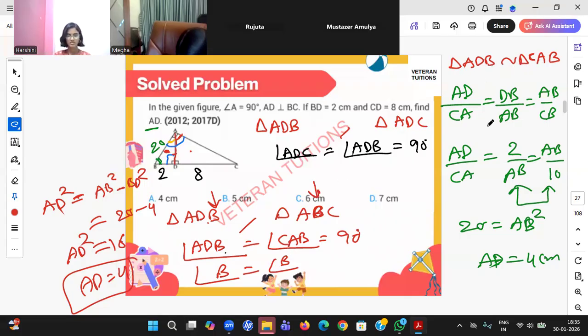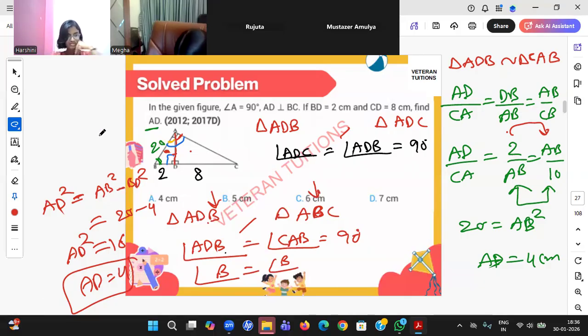Once they are similar, I can use CPST. After using CPST, I just transfer the information whatever he has given. Finally, I am able to see only I can solve these two. I can't solve these two because there are three unknowns. If I take only these two, there is one unknown, and I just solve it. But he did not ask AB square, he asked AD square. Again, I am able to see this small triangle, I can use Pythagoras theorem. AD square equal to AB square minus BD square, AD equal to 4.